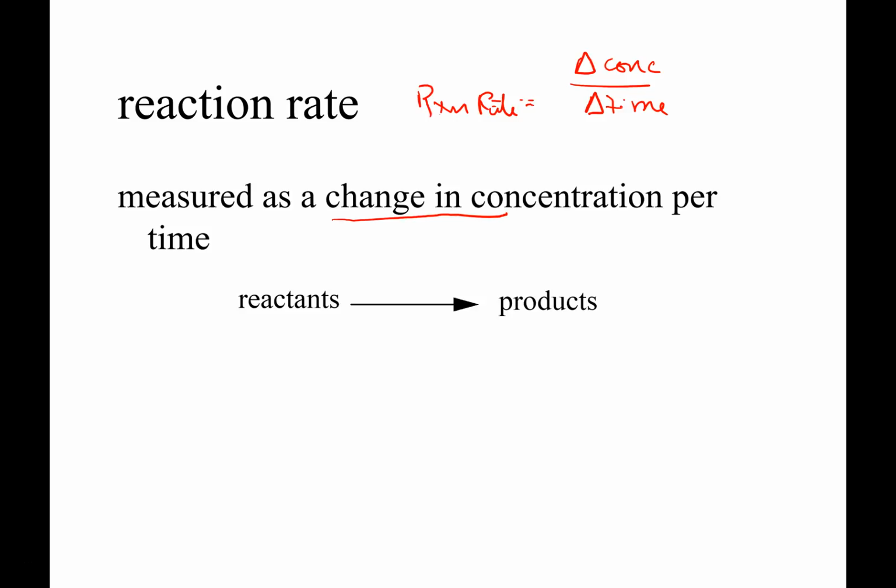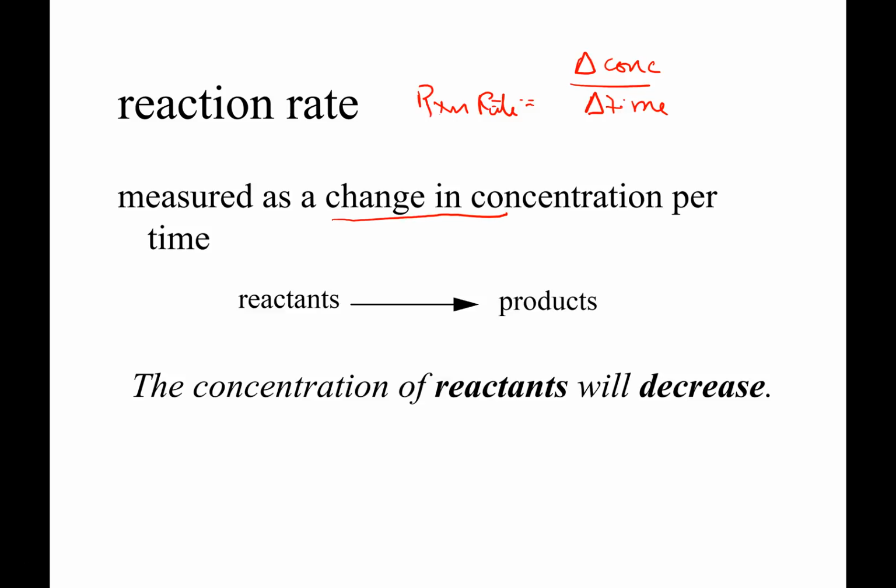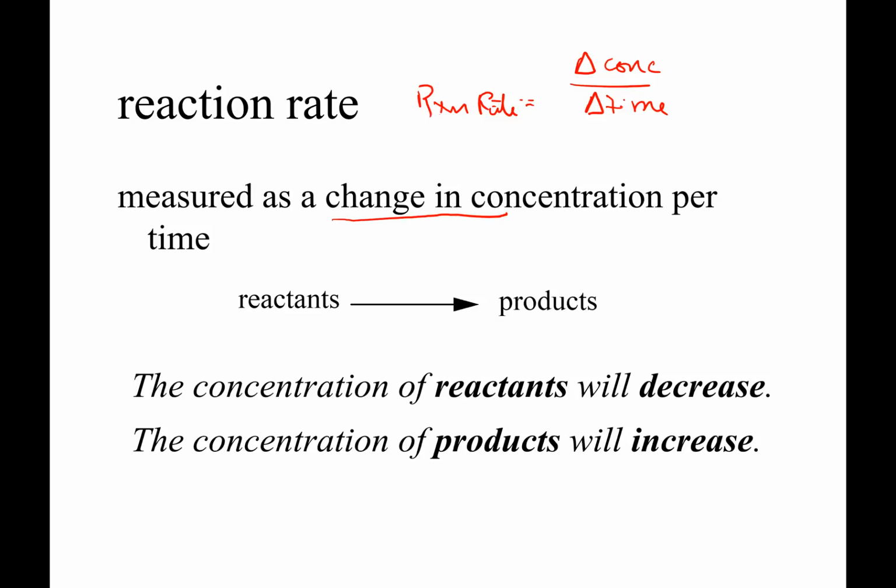We're going to talk generally about reactants go to form products. But does this make sense that as this proceeds, and not all chemical reactions go from left to right, but we're talking about the left to right kind, the concentration of your reactants will decrease, and the concentration of your products will build up or increase. Makes sense?